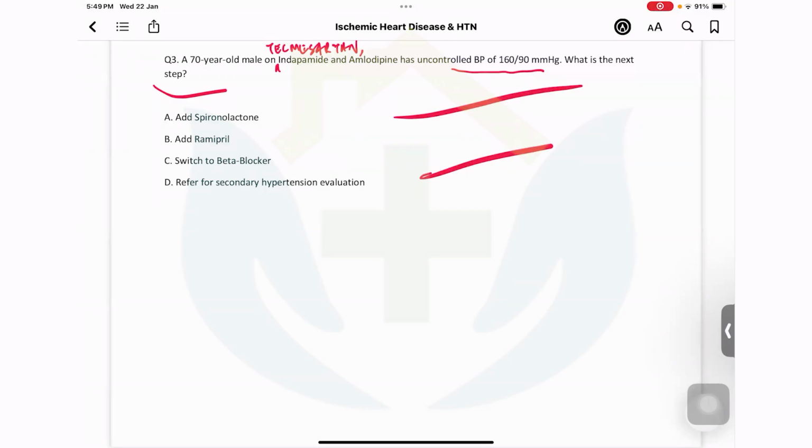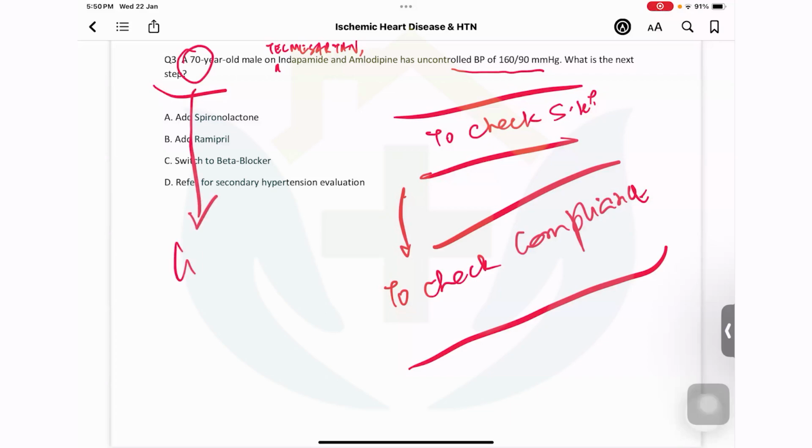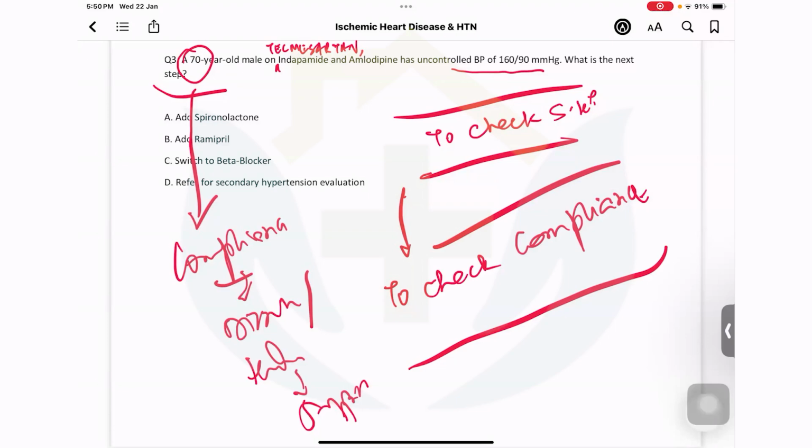Before that, if it is there in the answer options, check serum potassium levels, and before that also check for compliance. In a 70-year-old man, what can go wrong with compliance is that the patient had dizziness, had a tendency to fall, and stopped taking medication. These are the things that are challenging in people who are elderly, living alone, and on multiple medications for blood pressure control.